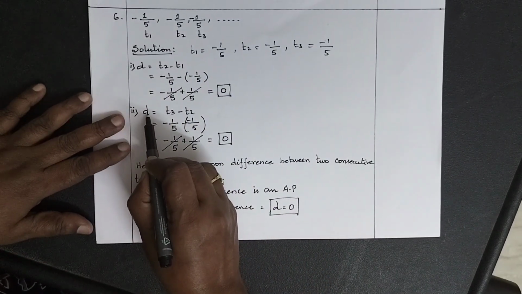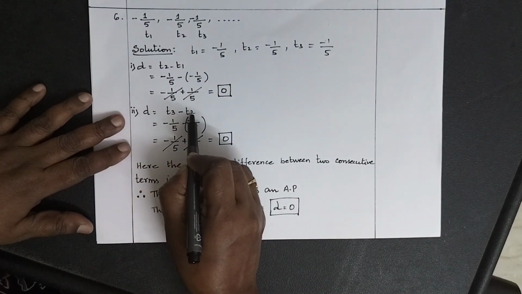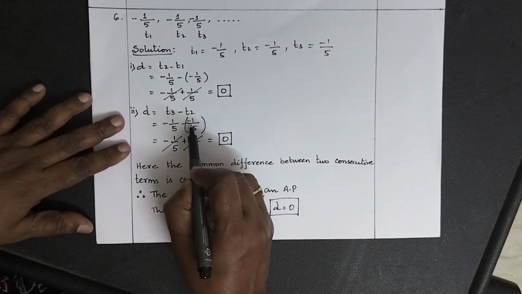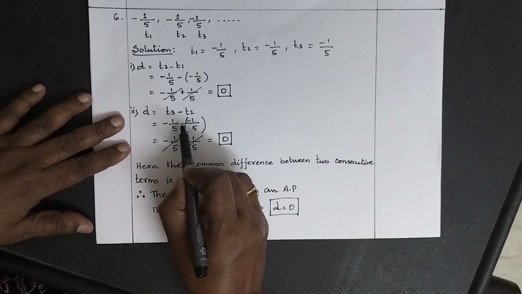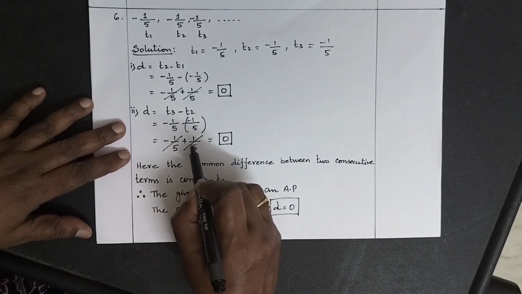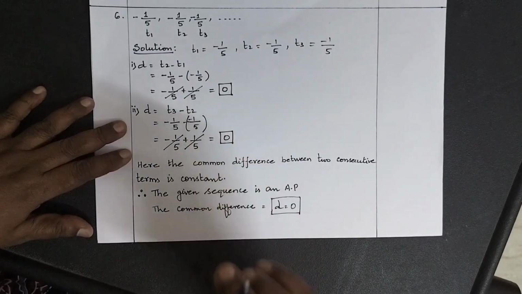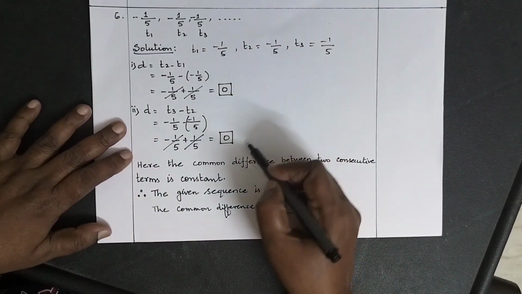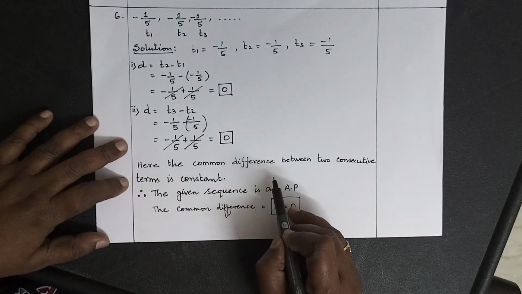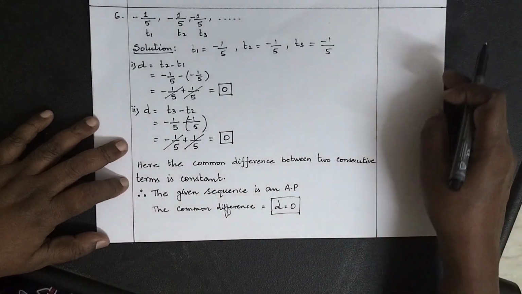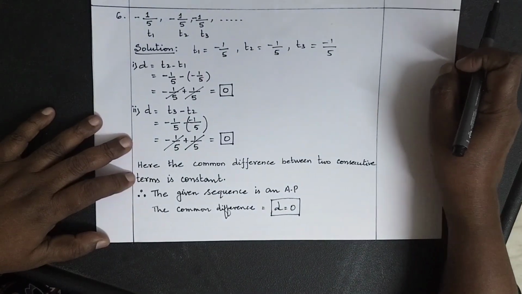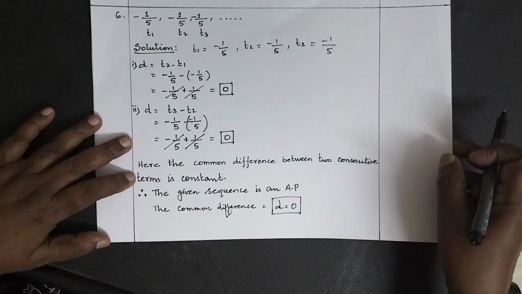Similarly, here also D is equal to T3 minus T2. T3 is also minus 1 upon 5 and T2 is also minus 1 upon 5. Minus is there in the formula. Minus of minus is plus, again minus 1 upon 5 plus 1 upon 5 get cancelled, the answer is 0. Again here the common difference is the same, it is constant. Since the common difference between two consecutive terms is constant, the given sequence is an AP and the common difference is 0.